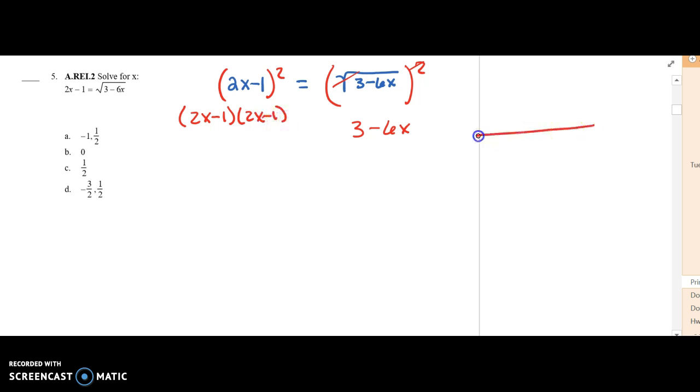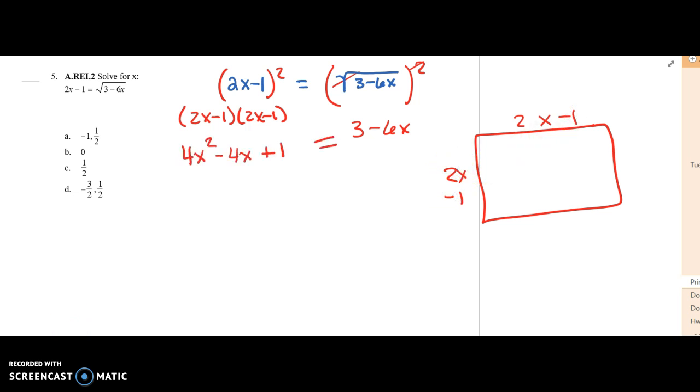boiling this out or doing a box multiplication to get the right answer. When we do the box multiplication method, we get 4x squared minus 4x plus 1. We would add 6x to both sides, and we would subtract 3, so that we have our quadratic equal to 0.